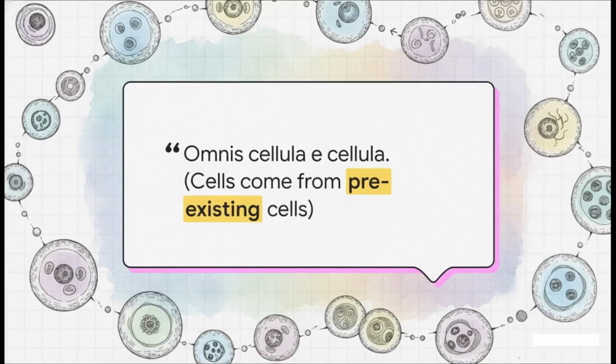Enter Rudolf Virchow in 1855. He basically steps up and drops the mic to give the theory its final, perfect shape, with this legendary phrase, omnis cellula e cellula, meaning cells come from pre-existing cells. Virchow proved that life is just one unbroken chain of cellular division. Whether it's through mitosis for growth or meiosis for reproduction, cells absolutely do not magically appear out of thin air. An old cell simply divides to create new cells.